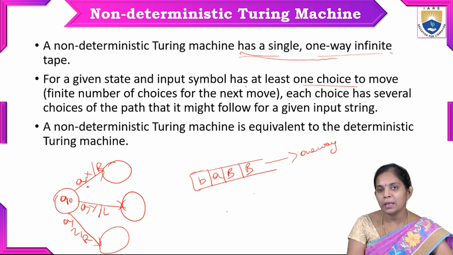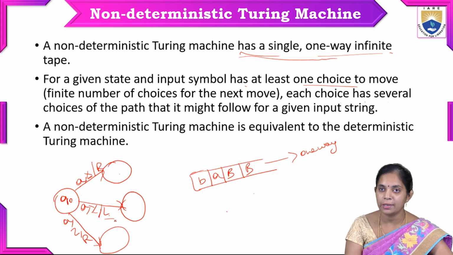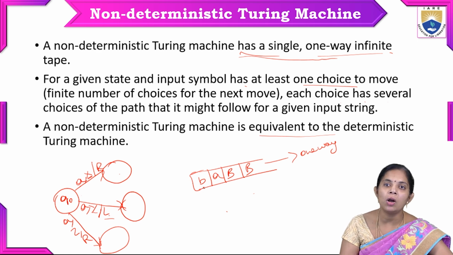We are reading this A. In this path, whenever it reaches another state, it is replacing with X, and here also it is replacing with Y. For one input it is going to the right direction, and for the same input, it is going to the left direction. So this entire thing is nothing but non-determinism. The non-deterministic Turing machine is equivalent to the deterministic Turing machine. Whether non-determinism or determinism, the Turing machines all have the same power.